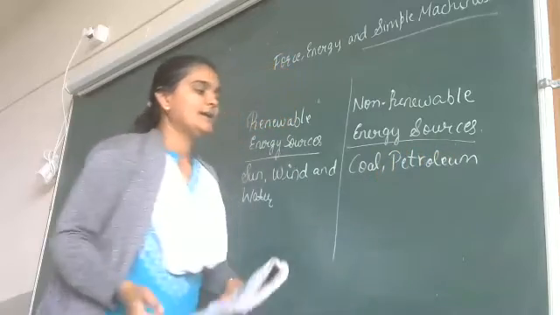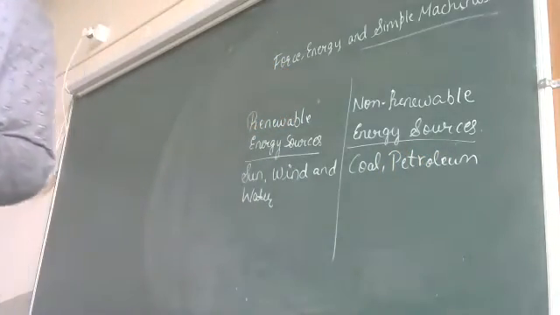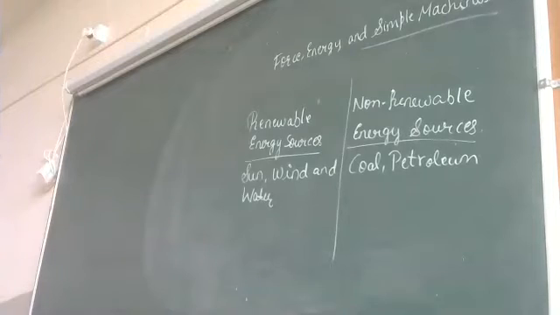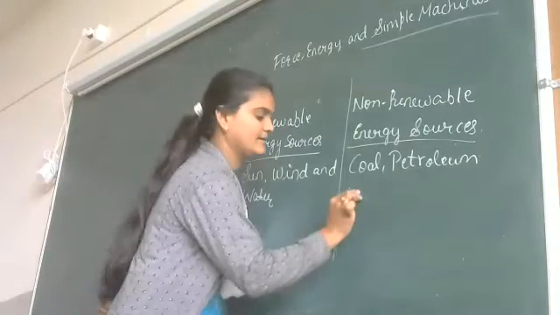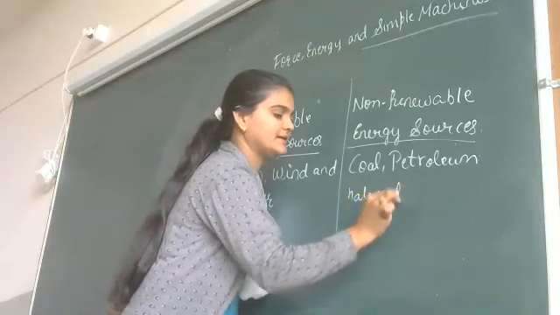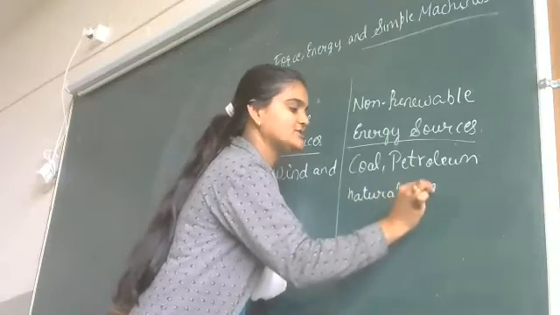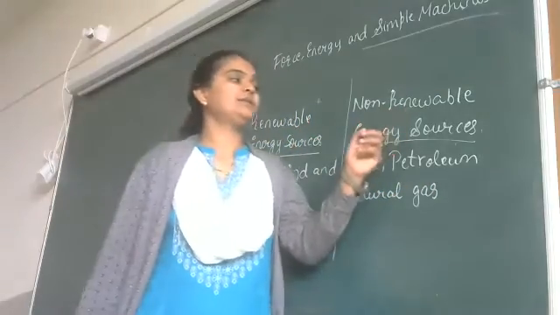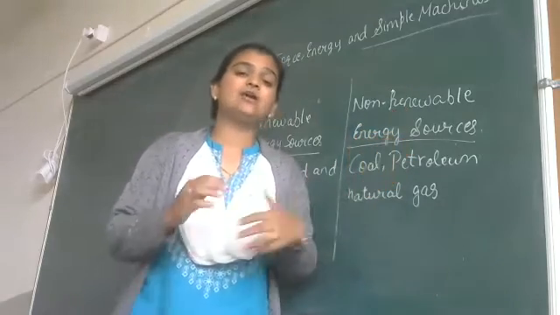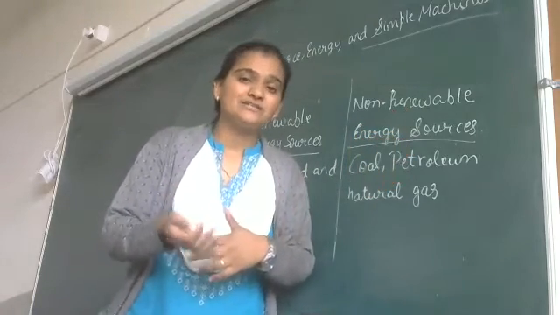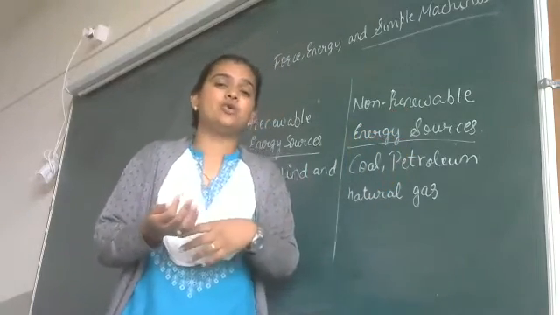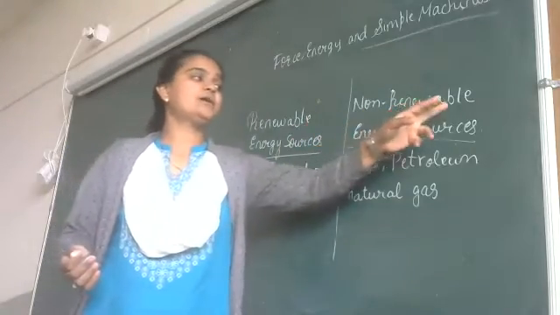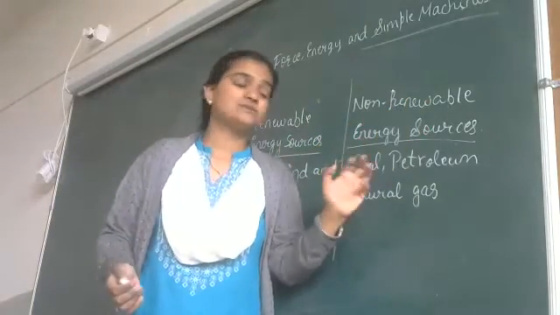Coal, petroleum, kerosene, and natural gas are examples of non-renewable energy sources. They cannot be naturally replenished. They cannot get renewed on their own. Those are known as non-renewable energy sources.